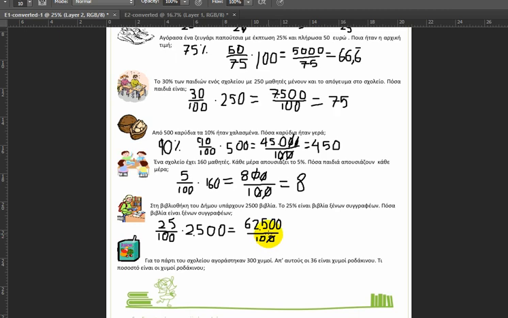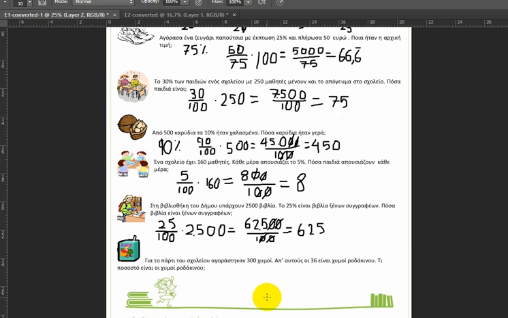Cross out the zeros. And we get 625. So out of the 2,500 books in the library, 625 are written by foreign writers, people from another country.